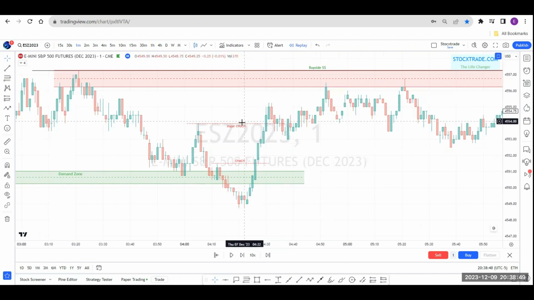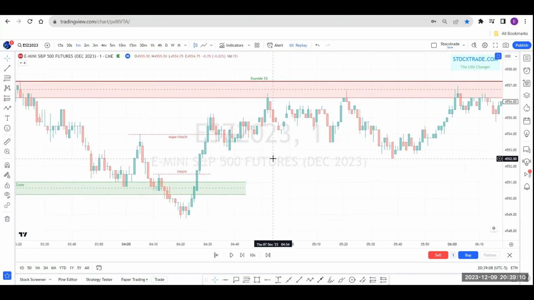Within this change of character, I am not getting any break of structure. This is a 1 minute chart, remember. There are two options: either I shift to 30 seconds or I just stay in this chart. I am staying in the 1 minute chart.